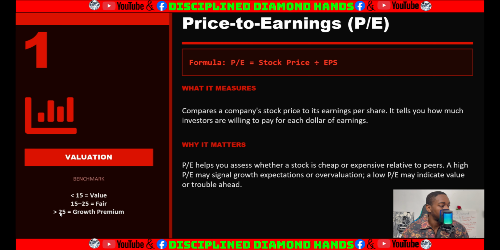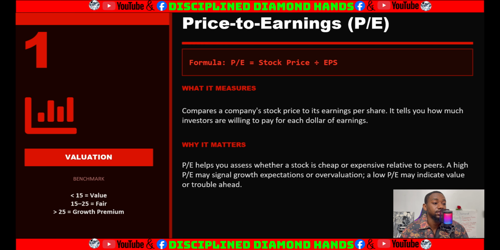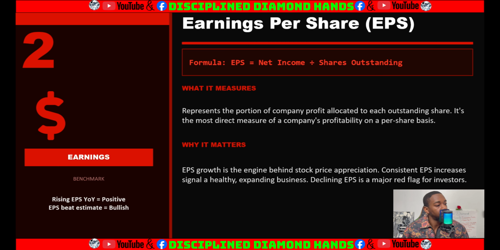So if a tech PE ratio is normally above 25 and it falls to 15, it could be considered undervalued, but you always want to assess it relative to its peers. So in the same industry, you don't want to compare a finance PE ratio to a tech PE ratio because a finance PE ratio stock is gonna be way lower than a tech. So compare them within their respective industries, you feel me?